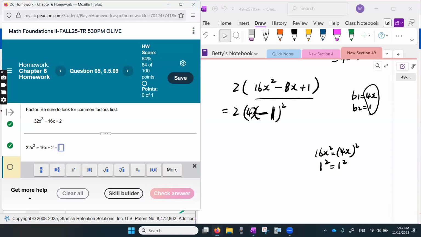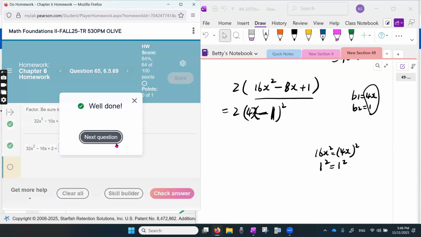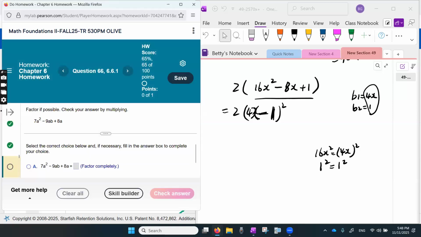Yeah, we have a 2 as GCF in front of the factorization. Inside the parentheses, we have 4x minus 1. Looks good. 66.